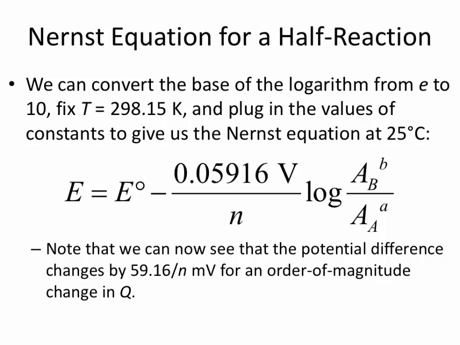So we have E, our cell potential, is equal to E naught minus 0.05916 volts divided by n, remember n is our number of electrons transferred, times log, this is now log base 10, of Q. And note that we can now see that the potential difference changes by 59.16 divided by n millivolts for an order of magnitude change in Q.